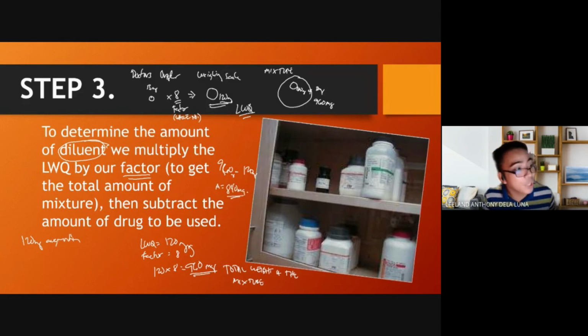So class, anong klaseng diluent ang gagamitin natin? Dalawa lang naman pagpipilian mo dyan. Starch or lactose. Okay, since most likely I'll be using powdered Augmentin here. So class, obviously 120 milligrams of the drug, tapos meron itong 840 milligrams diluent. Okay? Are we good so far? Kasi tandaan nyo, pinapalaki ko yung weight nito para ma-measure siya sa weighing scale ko.